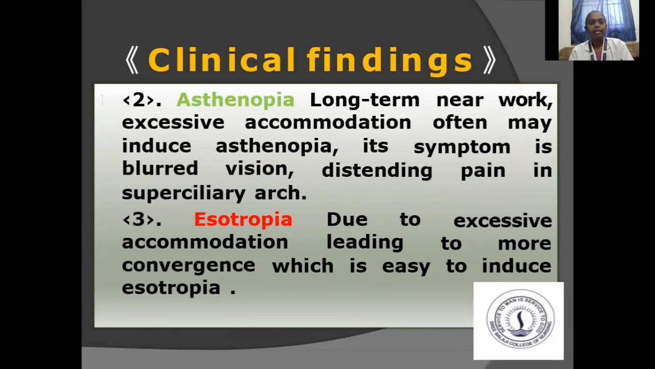Then another important clinical finding with hyperopia is asthenopia. Long-term near work with excessive accommodation, excessive focusing, often may induce asthenopia. Its symptoms are usually complaints of blurred vision and distending pain in the superciliary arch. Then another important clinical finding is esotropia, due to excessive accommodation leading to more convergence, which is easy to induce esotropia.